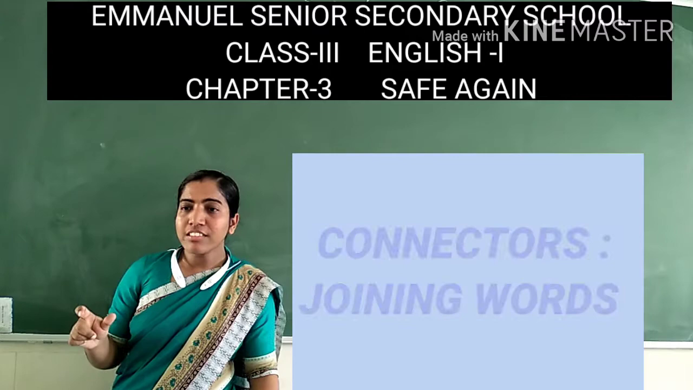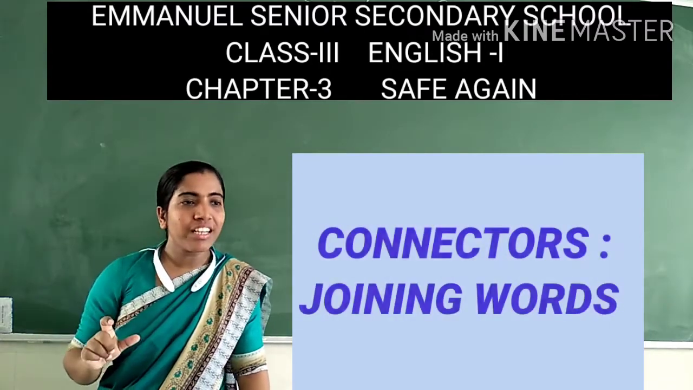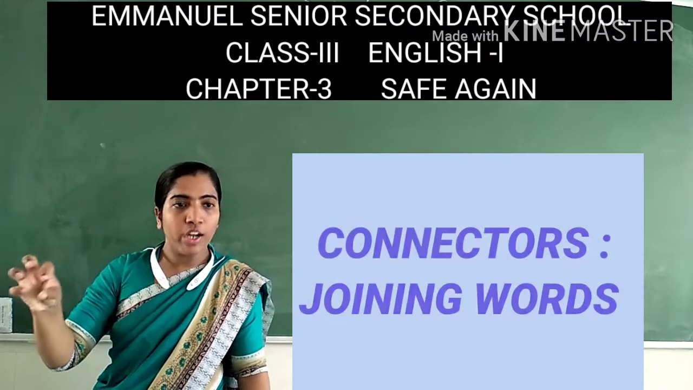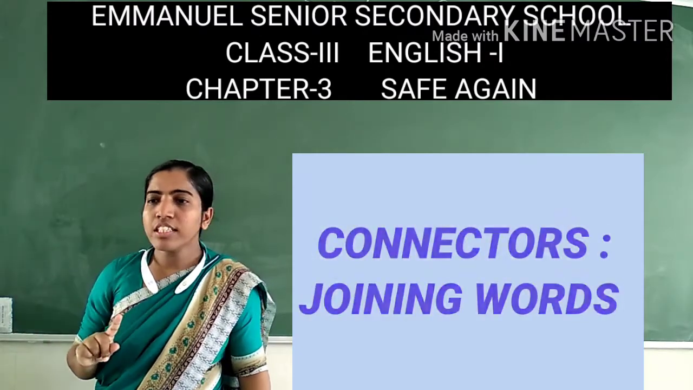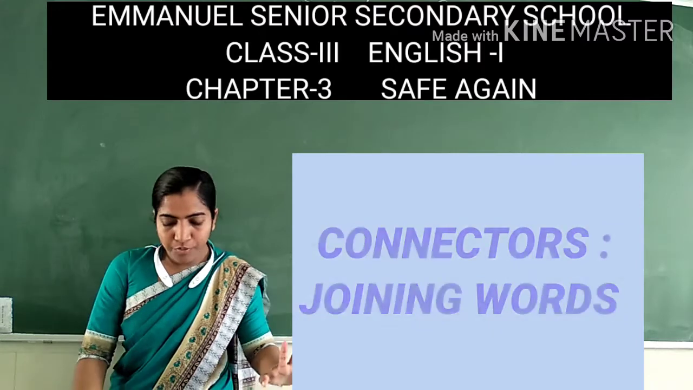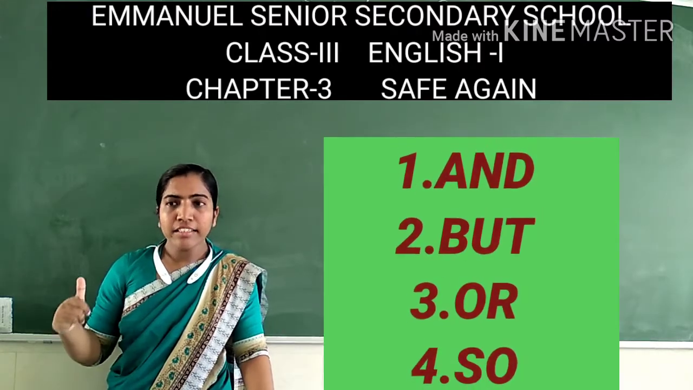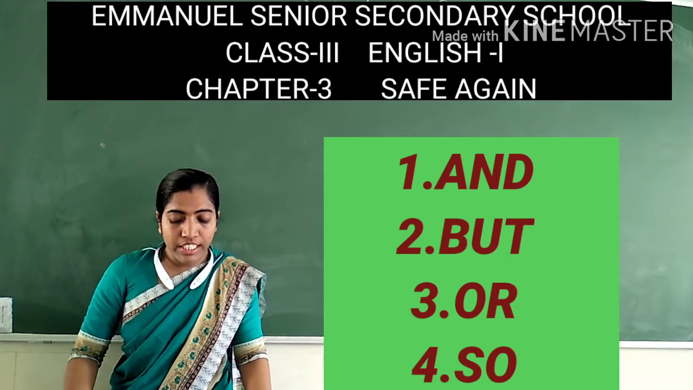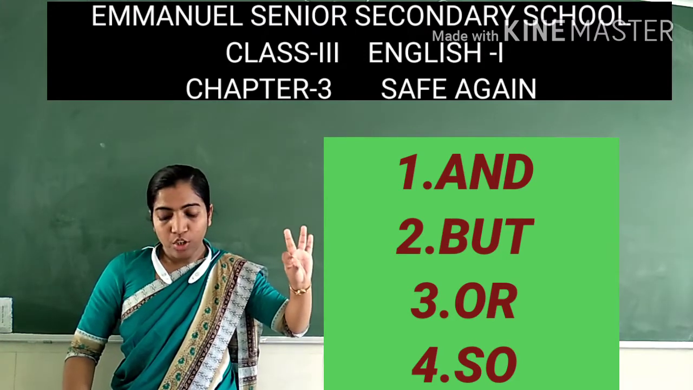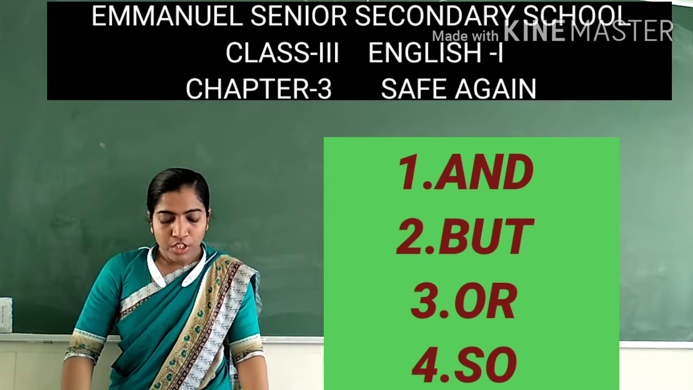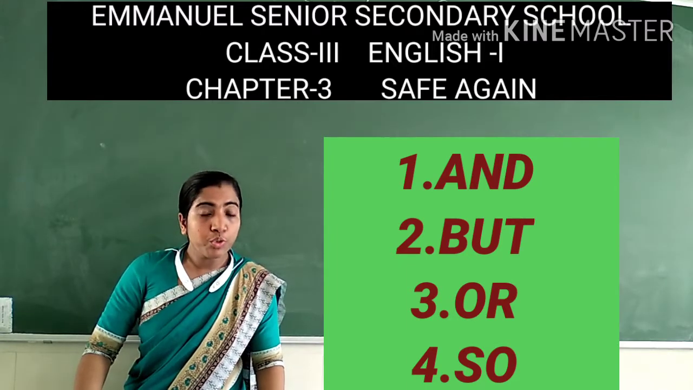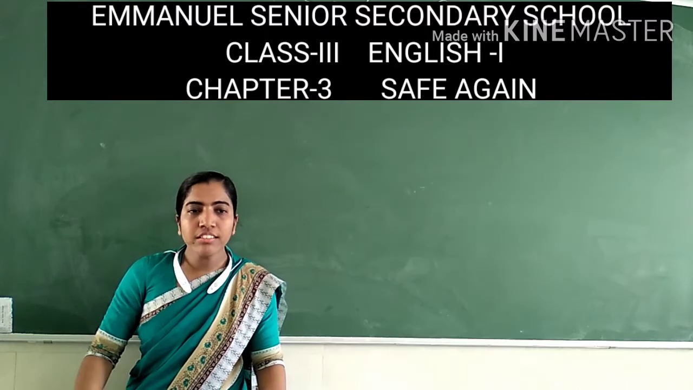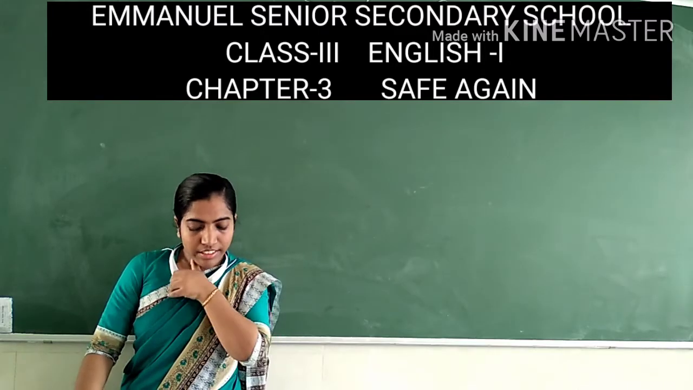So, connectors simply आप ऐसे समझ सकते हैं, वो joining words से दो sentence या दो words को join करने के लिए use करते हैं. That's what connectors. So here there are four connectors given: and, but, or, so. So which are the four connectors given here? And, but, or, so. Okay. So now let's see that where to use and what is or, and what is so, and where to use these connectors. First is and.